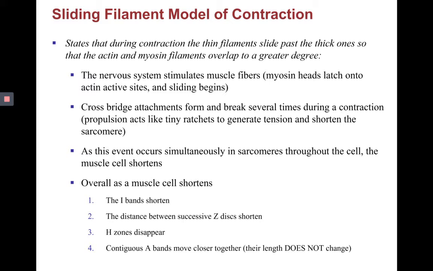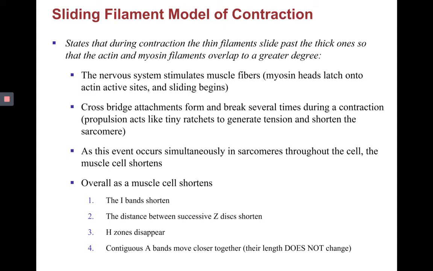This requires cross-bridge attachments to be formed, and cross-bridge attachments can only form if the troponin and tropomyosin complex that covers up the actin active site has been moved out of the way. This is possible if calcium intracellular concentrations have increased, because calcium is the final go signal for contraction, and when it binds to the troponin of the tropomyosin-troponin complex, then we see that the actin active sites are revealed, and myosin of the thick filament has its heads bind to the actin active site.